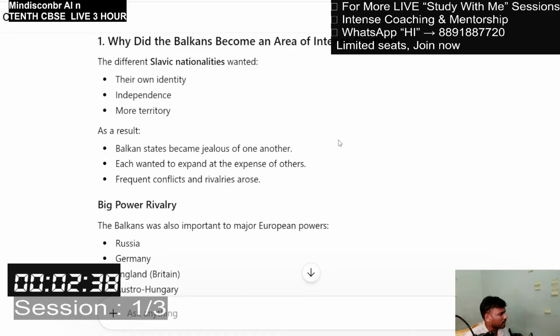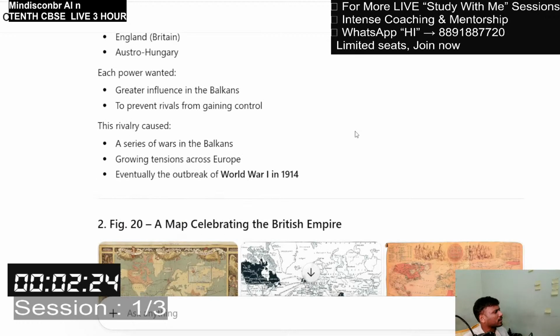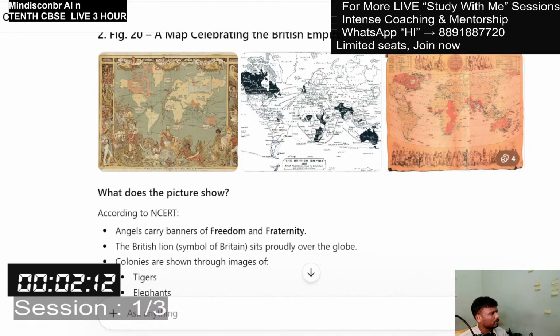Big power rivalry. The Balkans was also important to major European powers, that is Russia, Germany, England, Austro-Hungary, etc. Each power wanted greater influence in the Balkans, and to prevent rivals from gaining control, this rivalry caused a series of wars in the Balkans, growing tensions across Europe, and eventually the outbreak of World War I in 1914.